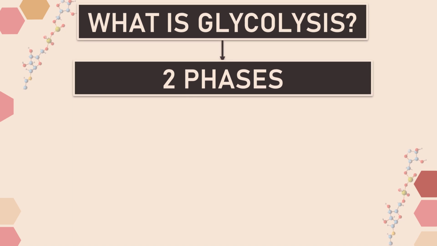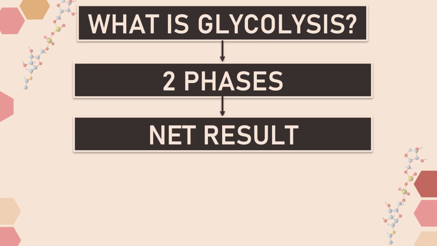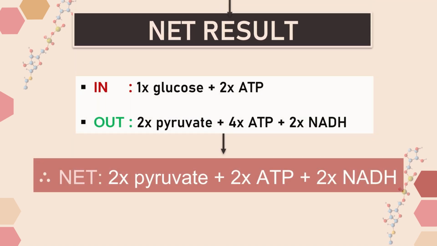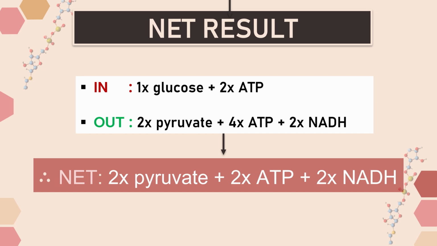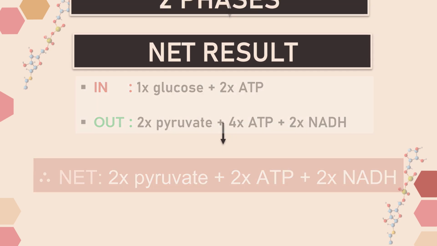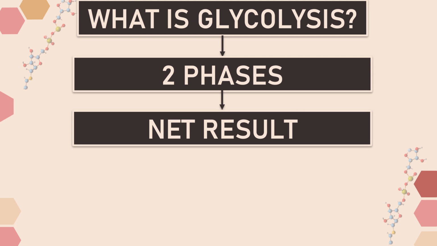At the end of the sugar saga, what do we get from one molecule of glucose? We get 2 molecules of pyruvate, 2 molecules of NADH, and net 2 ATP. Let us take a look at the importance of the glycolysis pathway.